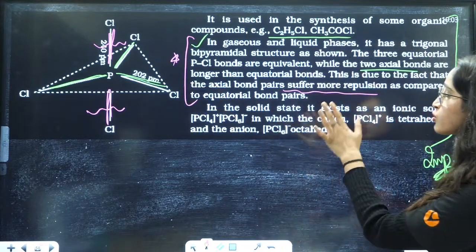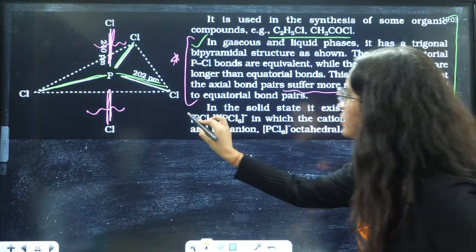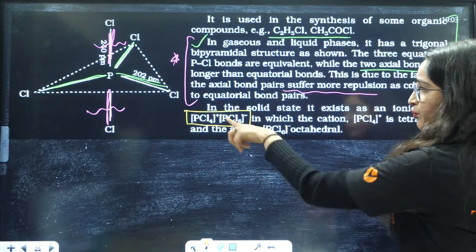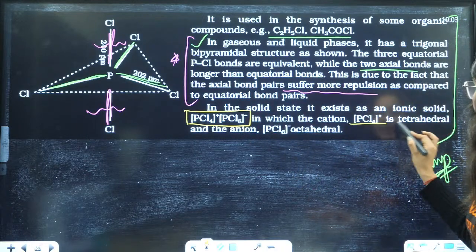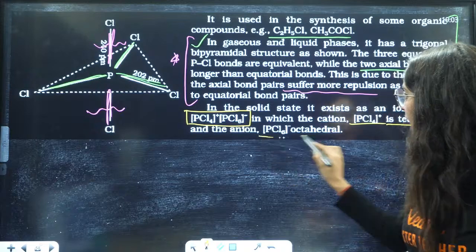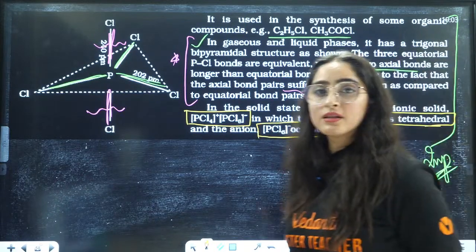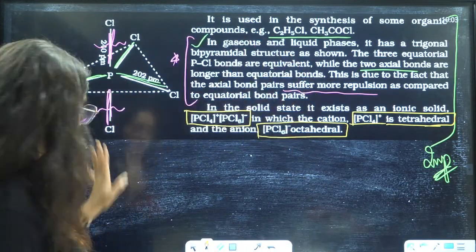Then in the solid state, it exists as an ionic solid. Now very important. In the solid state, it exists as PCl4 positive, PCl6 negative, in which the cation is tetrahedral and the anion is octahedral. This is in the solid state. That was in the aqueous or gaseous state, right?